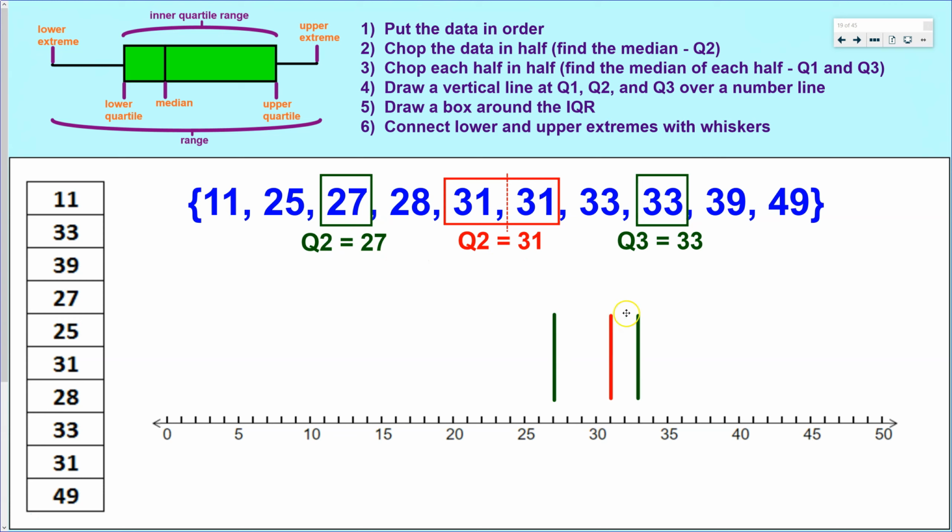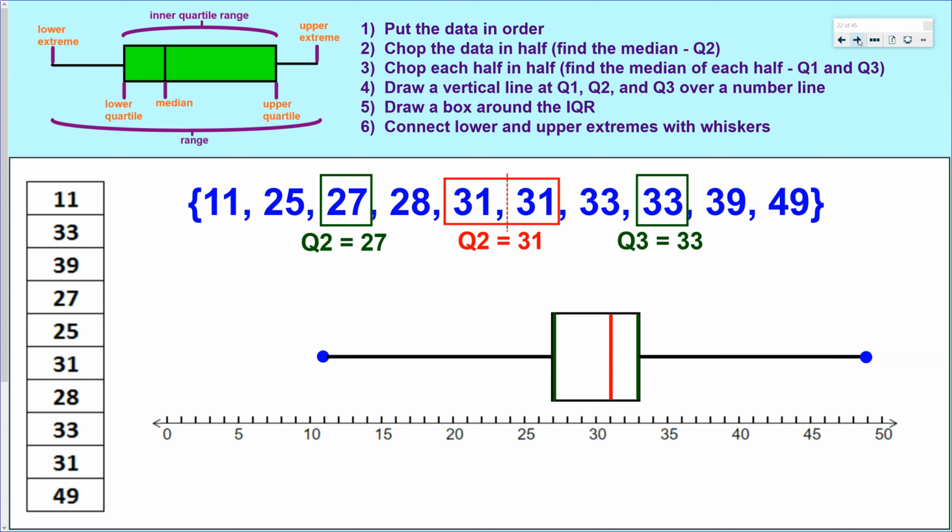Then we're going to draw lines on the number line in those places, and then we're going to draw a box around it, and then we're going to grab the biggest number, 49, plot that, the smallest number, 11, and plot that, and add whiskers out to the side, just like so. That's our box and whisker plot done.